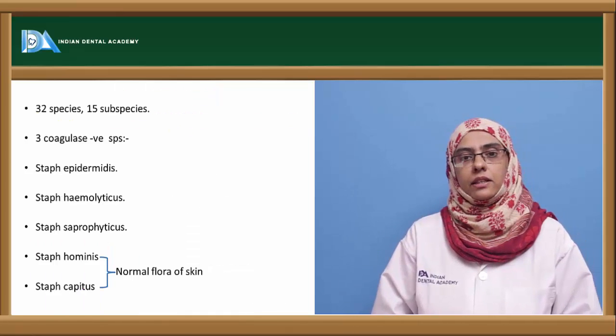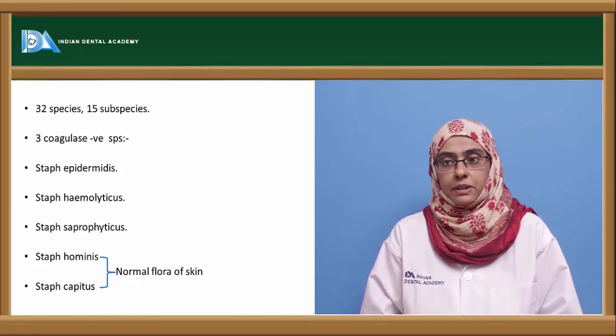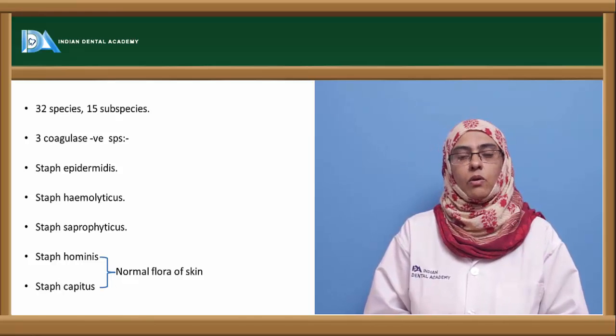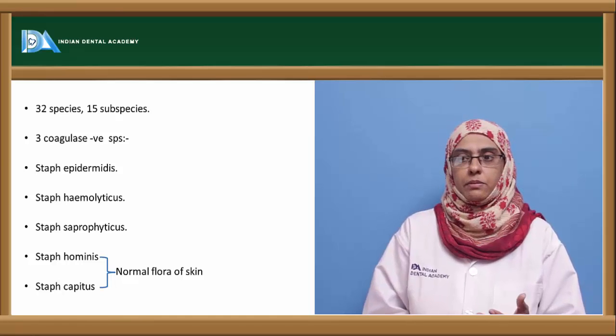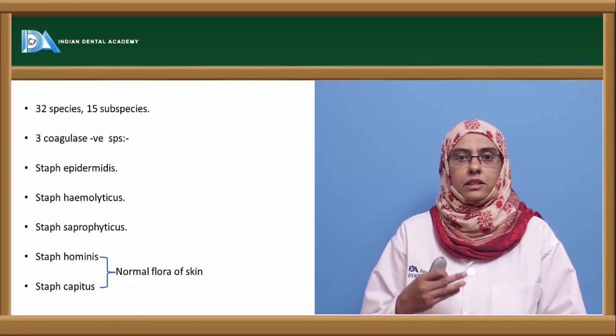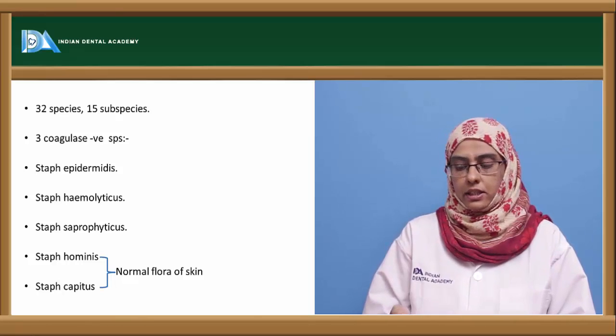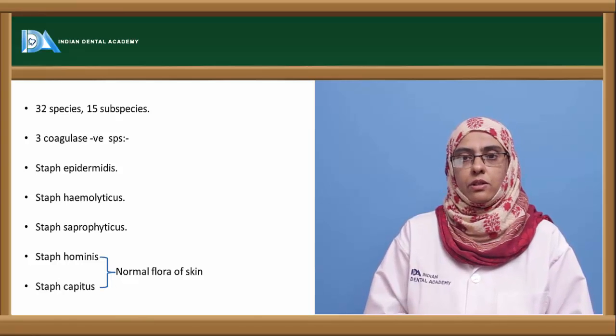Together these organisms comprise about 32 species having 15 subspecies, and 3 of them are coagulase negative: epidermidis, haemolyticus, and saprophyticus. Apart from this, there are Staph hominis and Staph capitis, which are normal flora that do not cause any type of infection on the human skin.